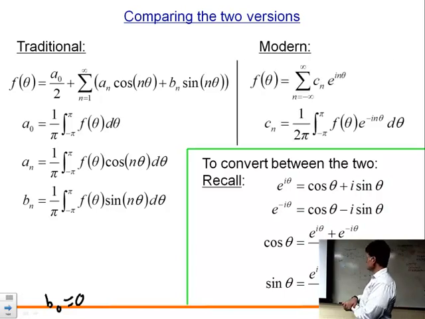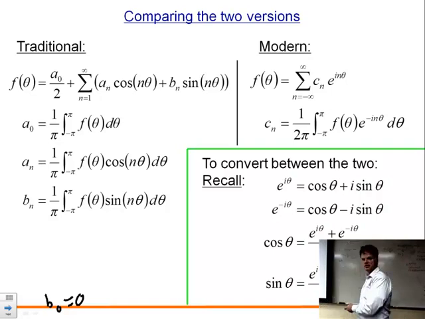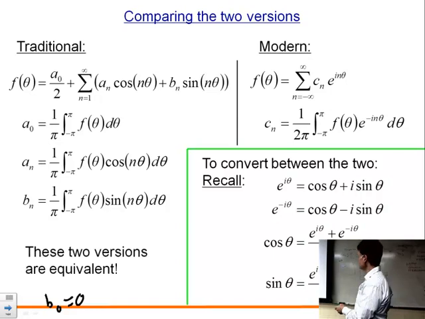So here's the modern version. Here the coefficients are an and bn. Here we have one family of coefficients, cn, and the cn's are given like this. So how do I get from one to the other? The idea is, to get from the modern to the traditional, wherever you see an e to the i something, you replace it with the right-hand side, which gives it back to you in terms of sines and cosines. And then you go from there. So let's see that.